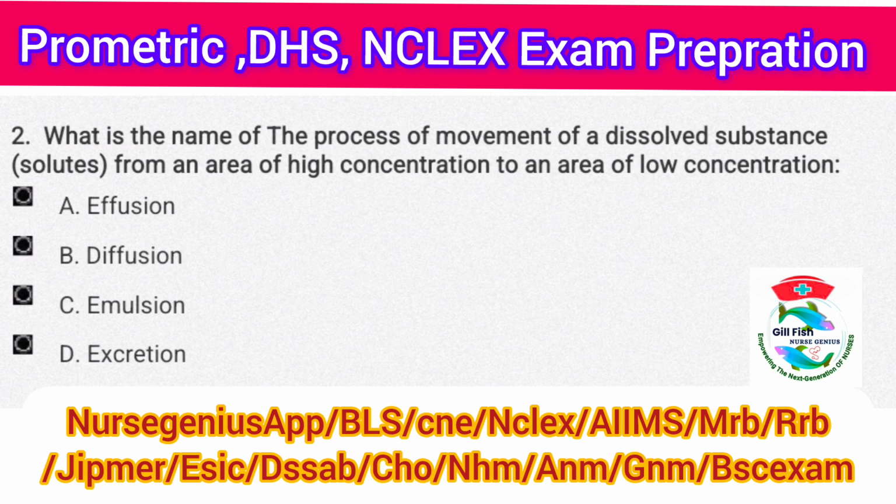What is the name of the process of movement of a dissolved substance from an area of higher concentration to an area of lower concentration? The question is higher concentration to lower concentration. But what is the material? That is solute, a dissolved substance. So option A, effusion. Option B, diffusion. Option C, emulsion. Option D, excretion.